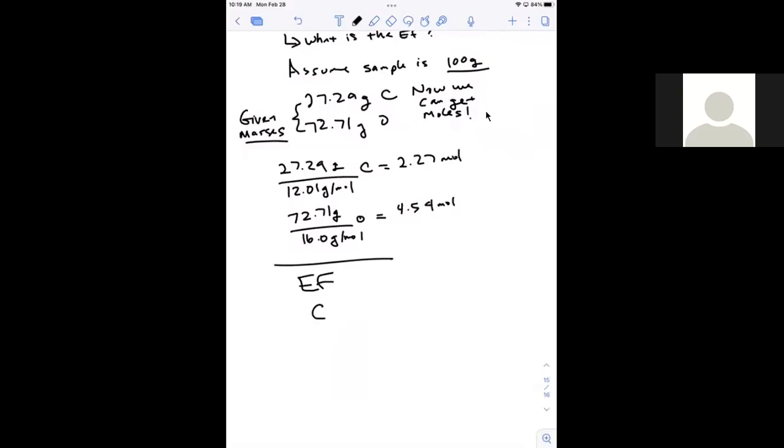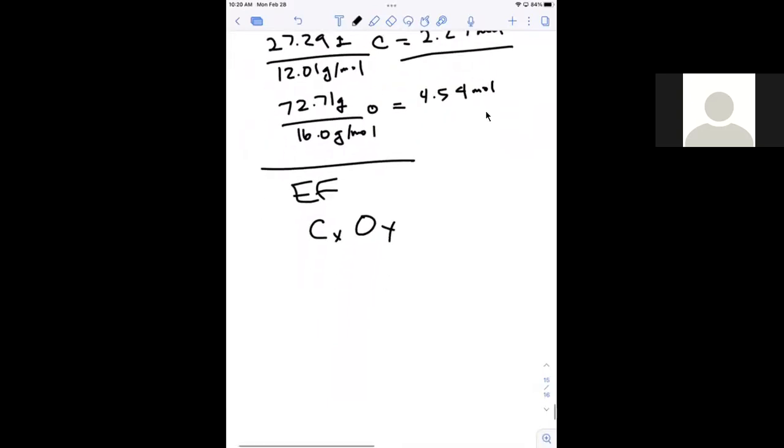So now we can take these numbers, plug them in, because remember the empirical formula for this particular compound is going to be CX and then OY. But we know what these numbers are, right? So we can just put them in. So C 2.27, O 4.54, and then just divide by the smallest number. Everything goes back to the original process once we figure out how to get those grams, right? So this is going to be CO2.